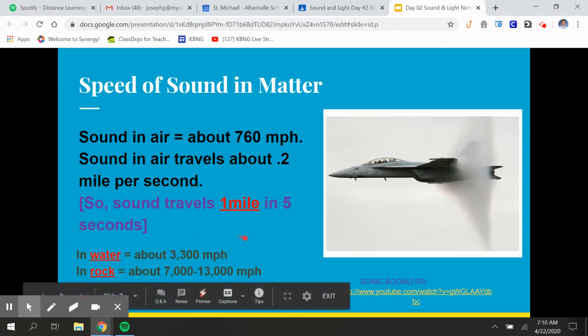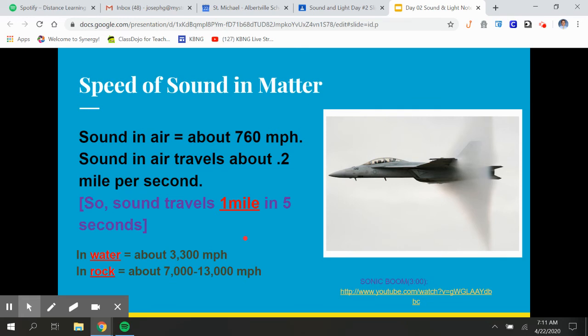In water, sound travels about 3,000 miles per hour, and in rock, about 7,000 to 13,000 miles per hour, depending on the density and the elasticity. So it's obvious that the speed of sound in air is really slow compared to water and rock, and it has to do with those solids, liquids, and gases.